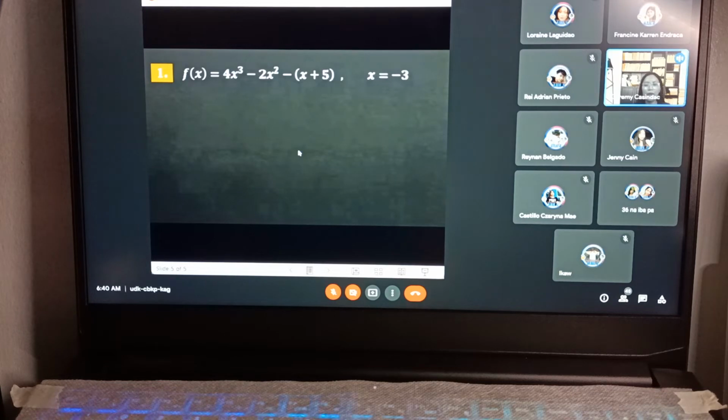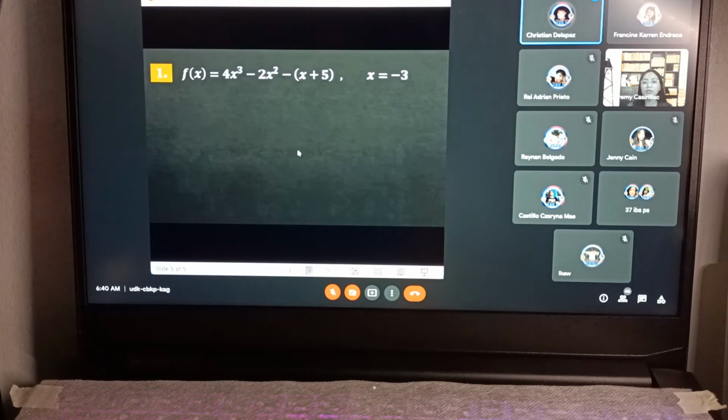How about this one? Pakibasa naman ang another example natin. Ayan, Christian de la Paz. f(x) equals 4x to the third minus 2x to the second minus quantity x plus 5, x is equals to negative 3. Okay lang. Let's go ahead sa Jamboard natin.